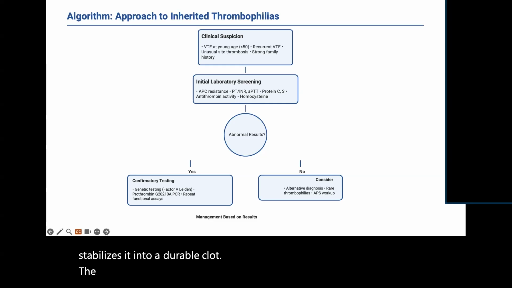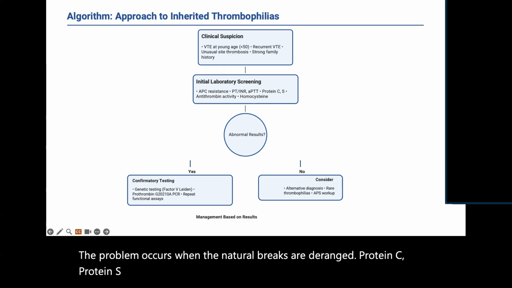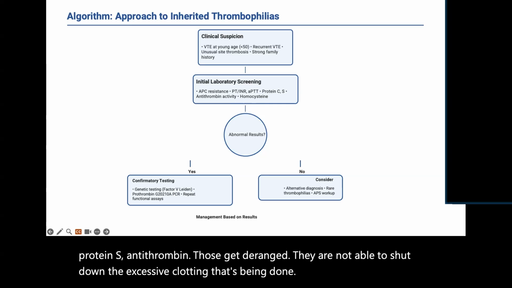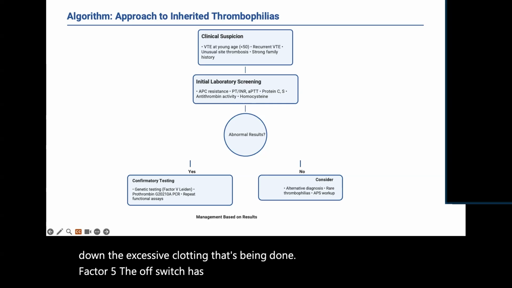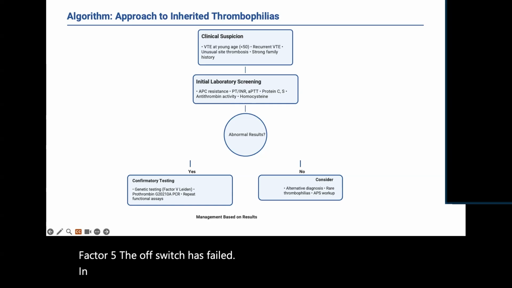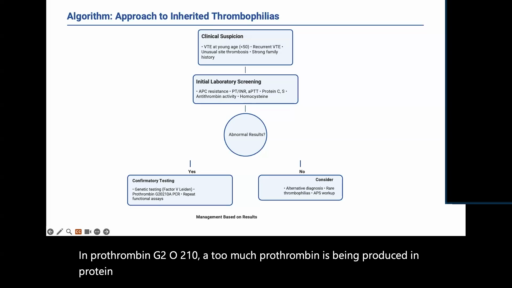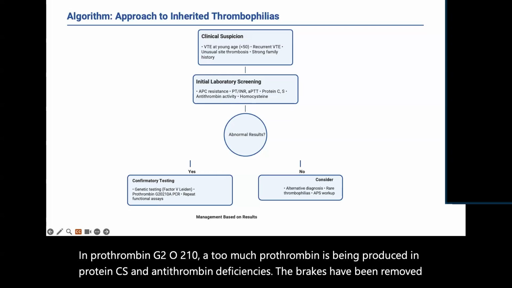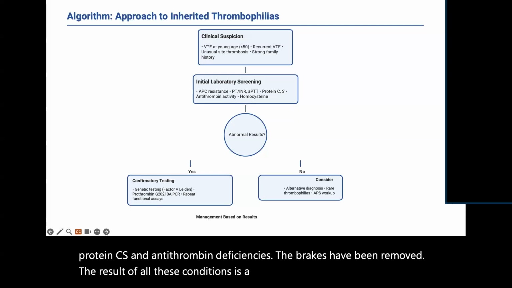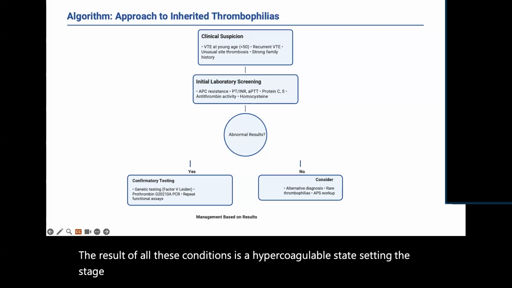The problem occurs when the natural brakes are deranged. Protein C, protein S, antithrombin, those get deranged. They are not able to shut down the excessive clotting that's being done. Factor 5, the off switch has failed. In prothrombin G20210A, too much prothrombin is being produced. In protein C, S, and antithrombin deficiencies, the brakes have been removed. The result of all these conditions is a hypercoagulable state, setting the stage for a venous clot to form.